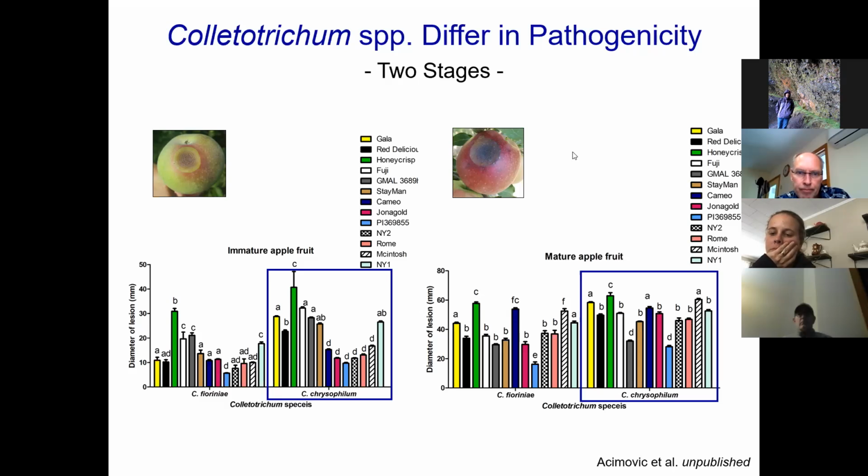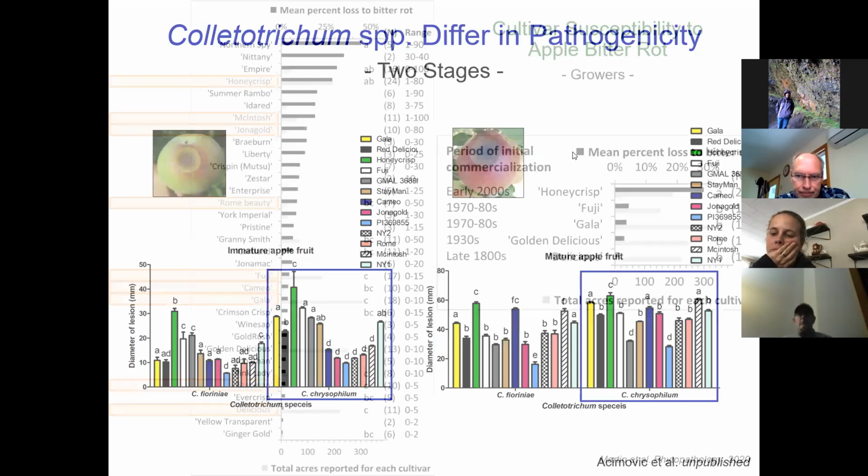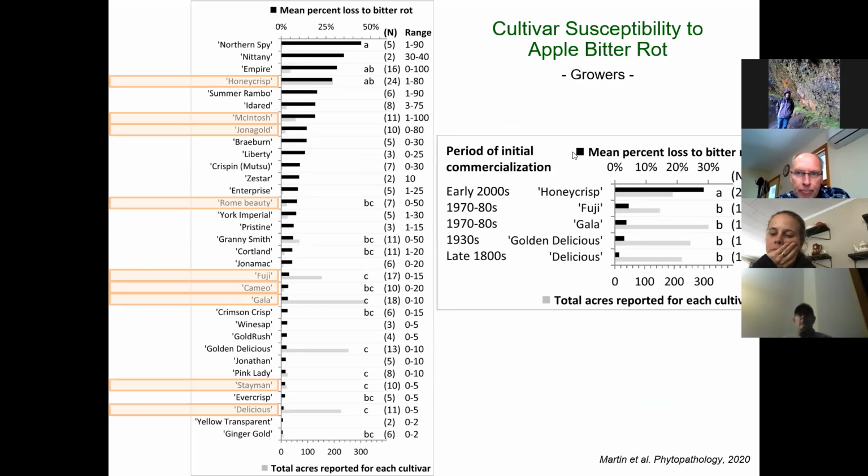more mature fruit that we collected right about the time when Honeycrisp is harvested. Also, what is important is that when we look at this data and correlate it to the susceptibility reported by growers in the mid-Atlantic region, you can see these are reports of the mean percent loss to bitter rot on the left side. And you can see that I highlighted the varieties that I tested in inoculations in the lab. And you can see the percentage of loss for these cultivars in the different regions that the growers reported.